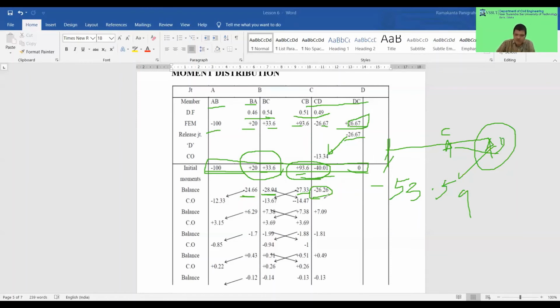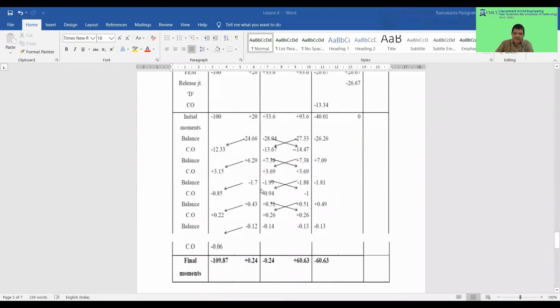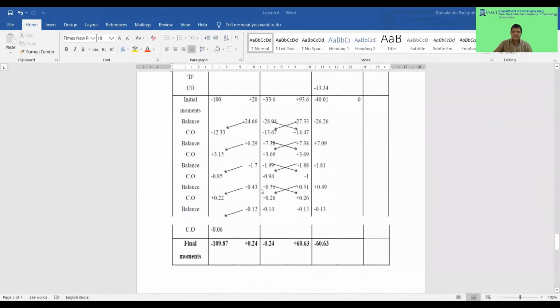Now while carrying over, no moment will come to this side. Nothing, because we have already made it 0. Because it is already made 0, no carryover from here to here. And already you have carried over the moment to here. Only you have to make the calculation on this part. So I think you are clear on this, how the balance and carryover will go on. That has already been taught.